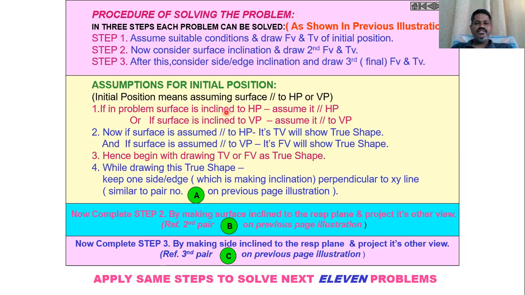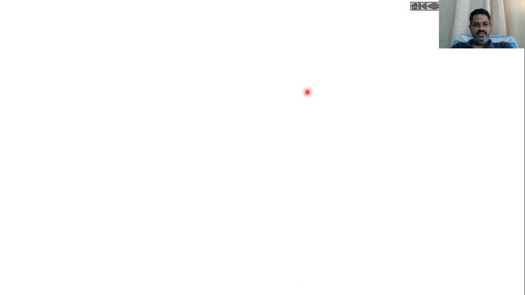Now complete step 2. Step 2 is to twist the plane with reference to the reference plane, which may be the horizontal plane or the vertical plane, and then draw the projections. Then twist one of the edges of the defined surface with respect to the reference planes and draw the projections. If we follow these 3 steps, we can solve the problem very easily. Now let me take one example to illustrate these 3 steps.